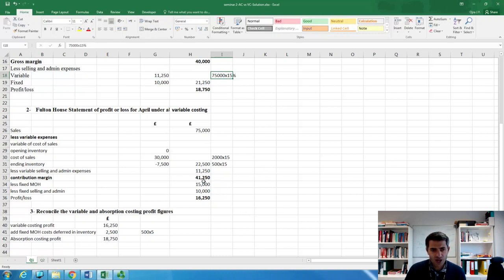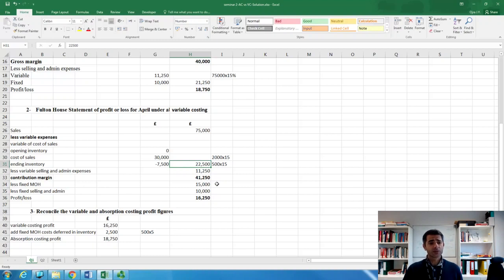So the answer for contribution margin would be 41,250. So this is 75,000 minus 22,500 minus 11,250, equal 41,250. Or what you can do, you can add up the 22,500 to 11,250, and then you take away from 75,000 pounds. So you will reach for contribution margin 41,250 pounds.